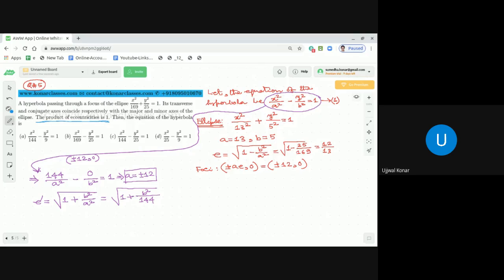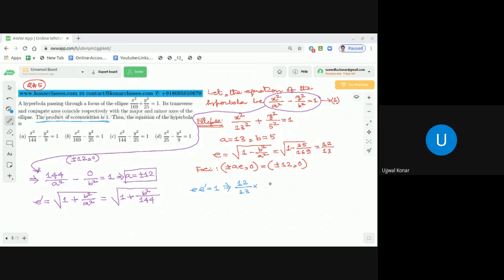And as this is the case, what we can get is that e into e prime is equal to 1, according to the question. Now, from here, what we can write is, what is the value of e? The value of e is nothing but 12 by 13. So we can write 12 divided by 13 into e prime.